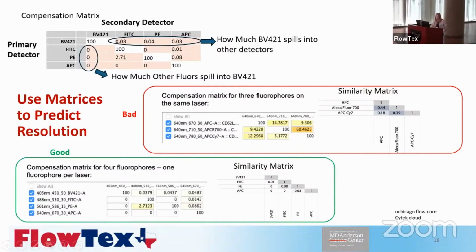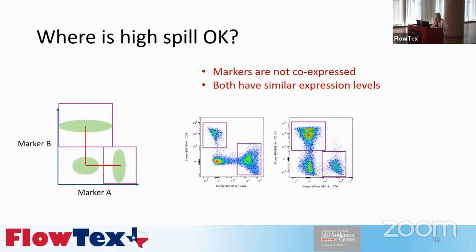So on the other hand, if I took a good panel, like something like this that has BV421, FITC, PE, APC, and I look at their compensation matrix, all of my compensation coefficients are quite low here. A similarity matrix is also going to show you that my dyes are very dissimilar. This is a good thing. I want to have the best resolution I can have. So if I'm looking at a 4-color panel, I want to have the least overlap that I can possibly have.